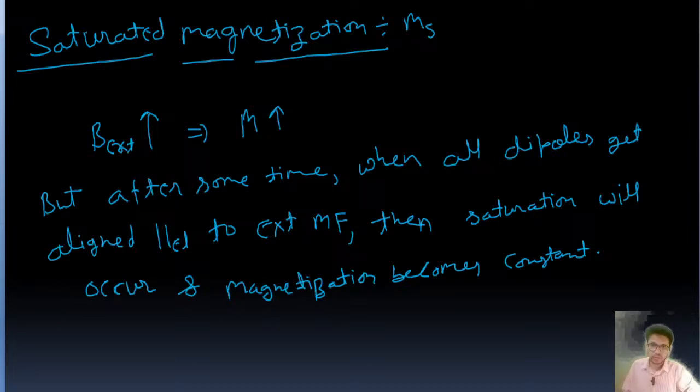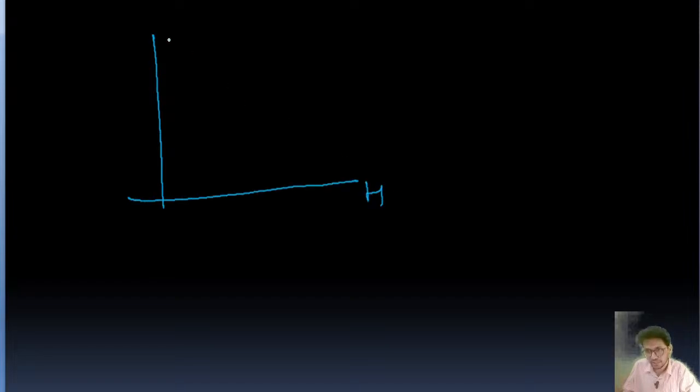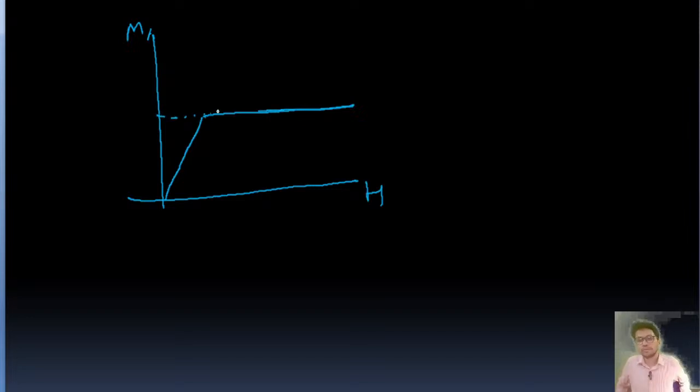Graphically we can represent it like this: the graph between M versus H, the magnetic field intensity. When we increase the magnetic field, M also increases, but after some time it becomes constant, when all the dipoles are aligned in the same direction, parallel to the magnetic field. This is the graphical representation of saturated magnetization. I hope you have understood it. Next point.